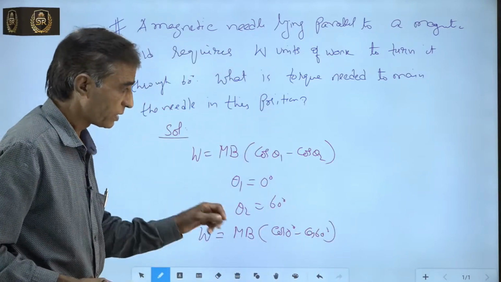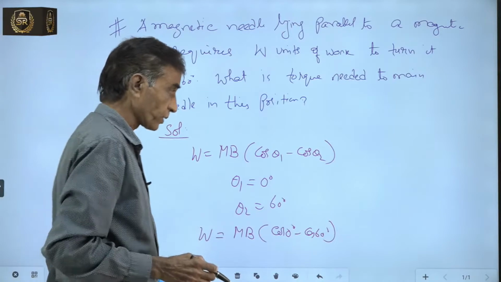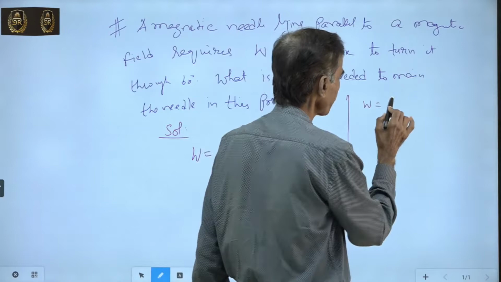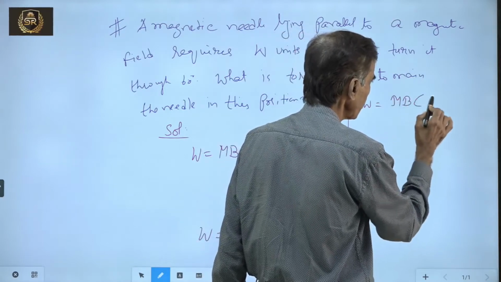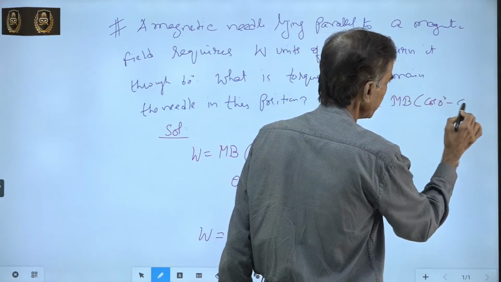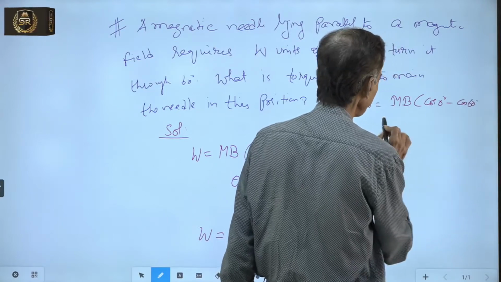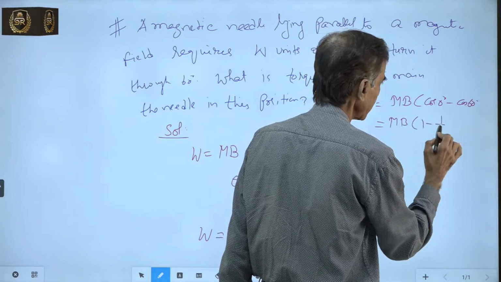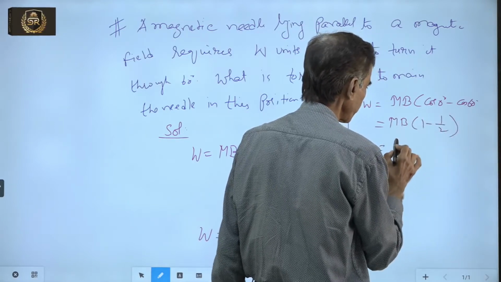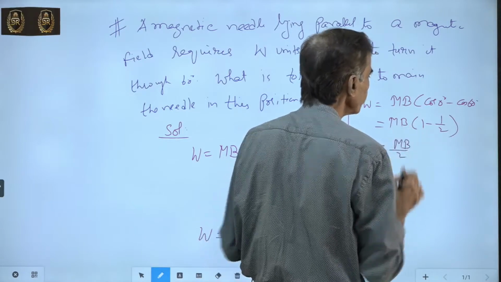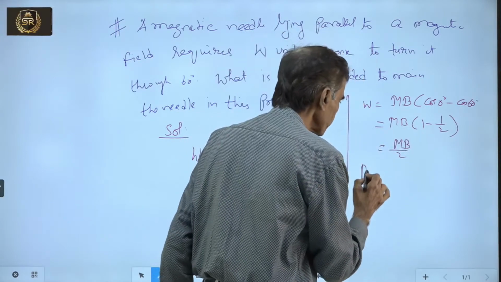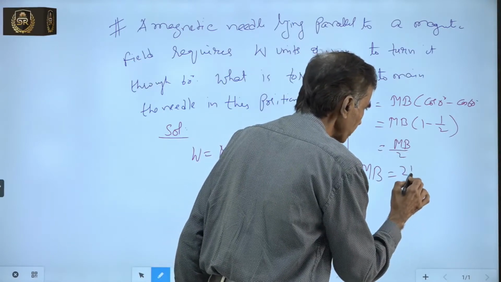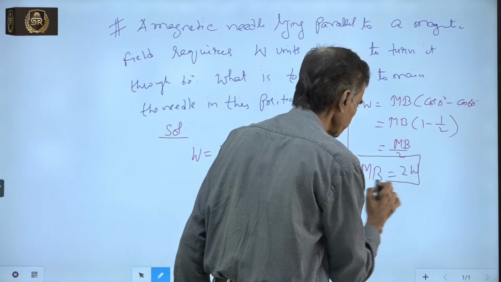But cos 0 is 1 and cos 60 is 1 by 2. Therefore, what is the work? Work relation: W equal to MB into (cos 0 degree minus cos 60 degree), that is MB into (1 minus 1 by 2). Therefore, that is MB by 2, which equals W. So what is MB? MB is equal to 2W, right? This is one relation.